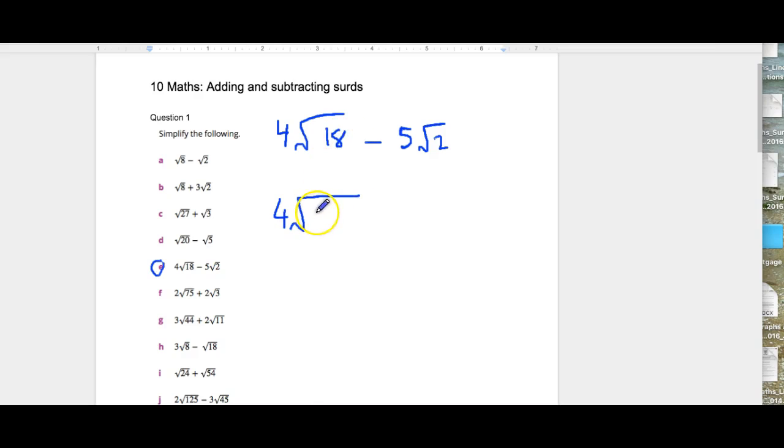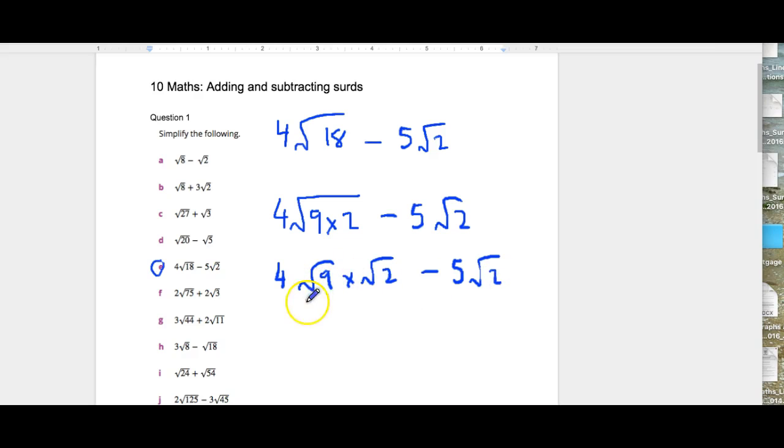So the highest square number that goes into that is 9. So it's 9 times 2. And then we've got minus 5 root 2 here. So we're kind of just simplifying the root 18 first of all. You can separate the 9 and the 2. So the square root of 9 is 3. And for some of you, you'd be able to skip these 2 steps I've just done. So 4 times 3 is 12 root 2, minus 5 root 2.